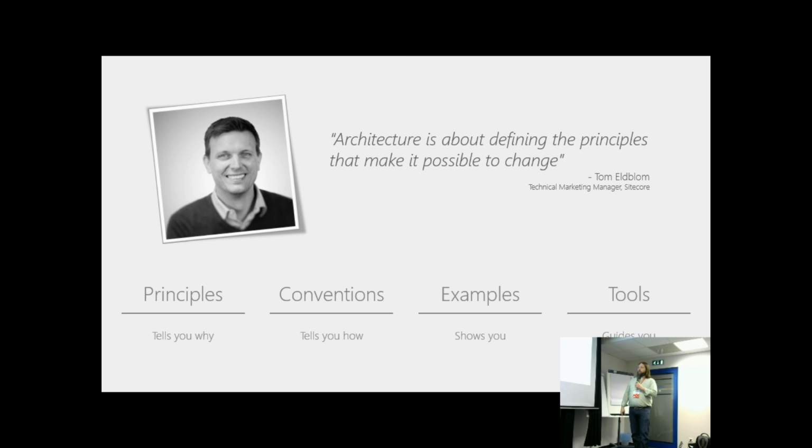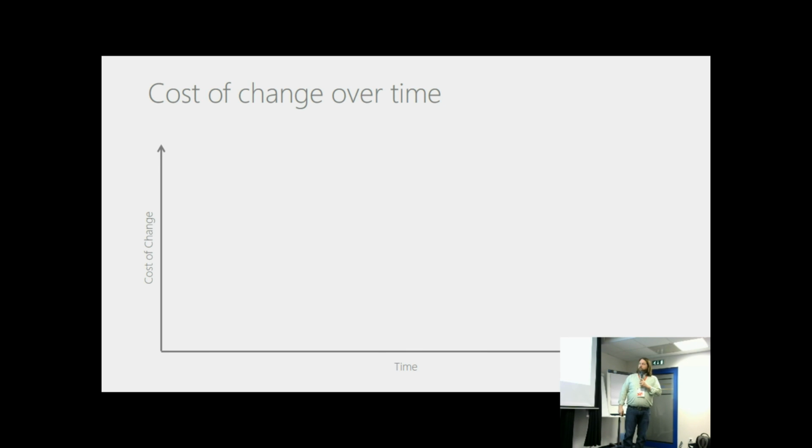And we've got four pillars that really make this up. We've got the principles of the architecture that tell you why you're doing something, which is very important, because if you don't understand why you're doing something, it's going to be hard to get more junior members of your team involved, following some of those principles. So telling you why you made some of these choices. Conventions show you how to do it. You've got examples that show you some examples of actually implementing it, and then tools that help guide you through that process.